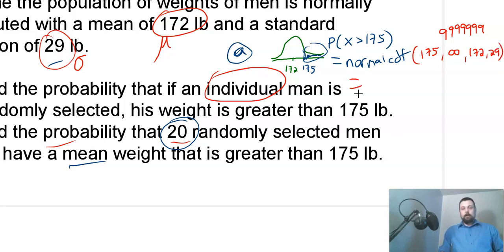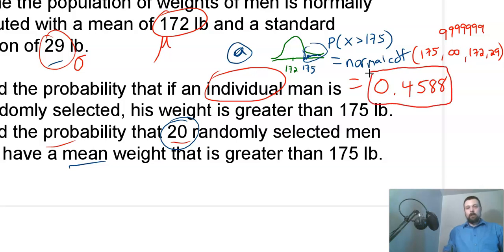So we end up getting normal CDF, 175, comma, 99999, but you could also try infinity. The mean's 172, the standard deviation is 29, and I get 46%. I said 48, so I was a little bit off. The more you try to guess the answer and then see what it actually is, the better you'll get at building up the intuition of what to expect. So it's actually 0.4588, which is about 46%.